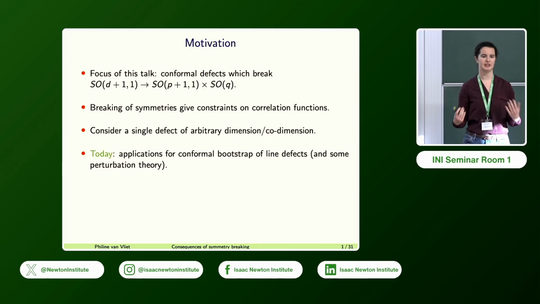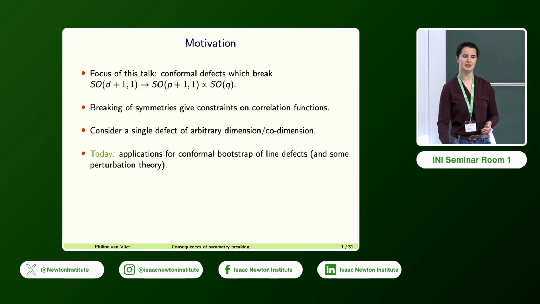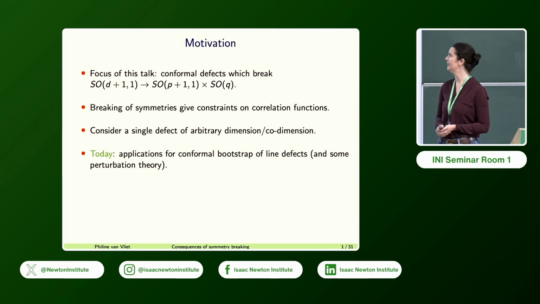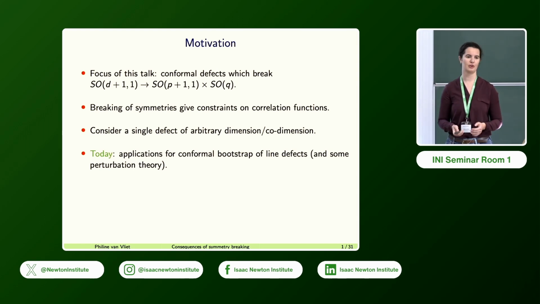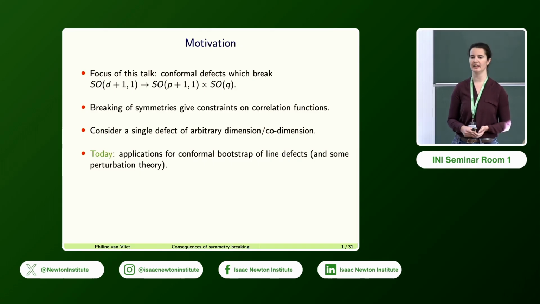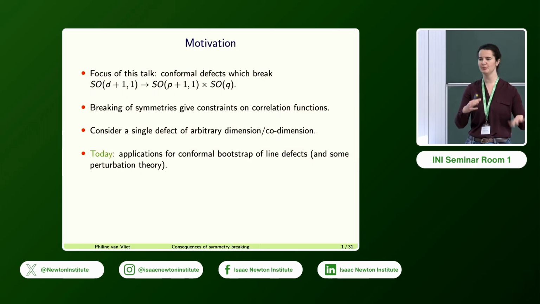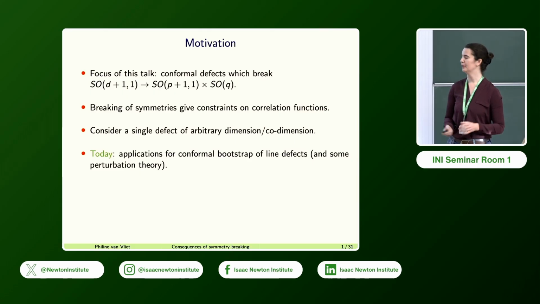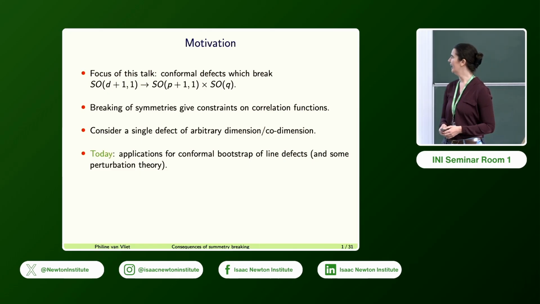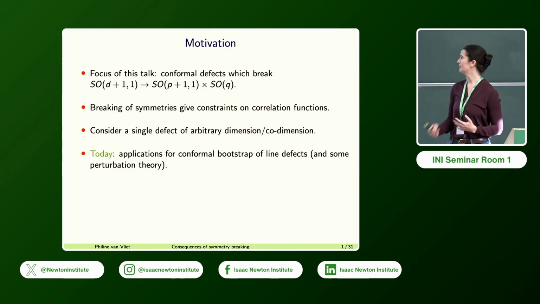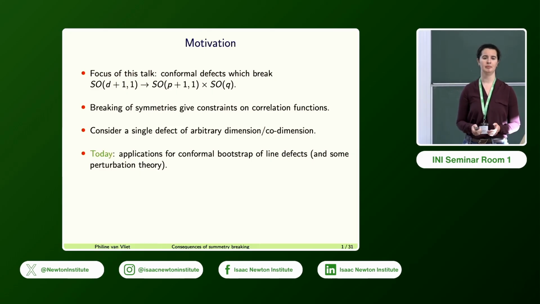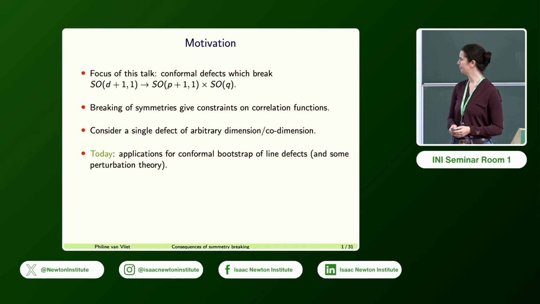So it's important that we're looking at conformal defects and not topological ones, because it's going to be the breaking of the symmetry that gives us constraints on correlation functions of both bulk and defect operators. I'm also going to consider just a single defect, so there's no fusion between defects or anything, but with insertions of different numbers of local operators. In principle, it's for arbitrary codimension. However, I'm going to focus a lot on one-dimensional defects in this talk.